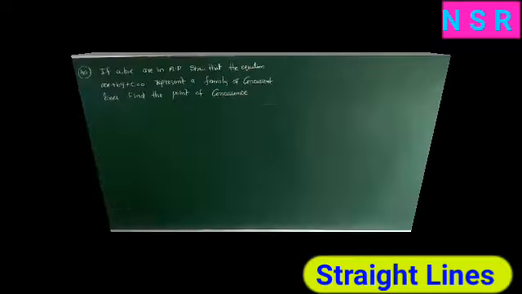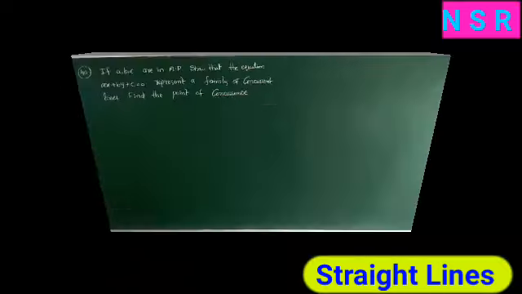2b minus a equal to 0. Now write a terms in one place and b terms in one place. We get ax minus a plus by plus 2b equal to 0. Here take a common: a(x minus 1) plus b(y plus 2) equal to 0. So it represents a family of concurrent lines.